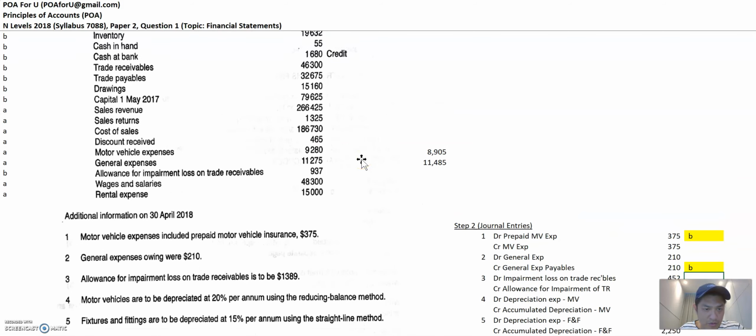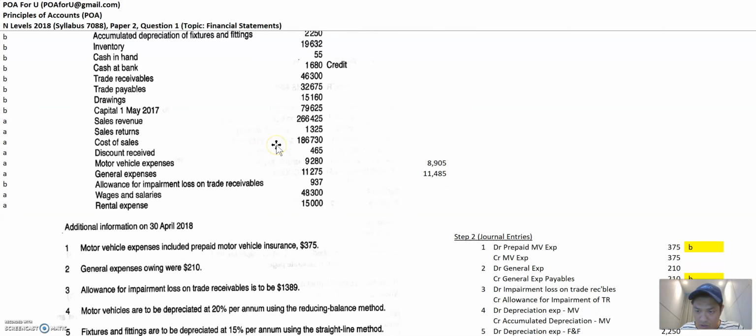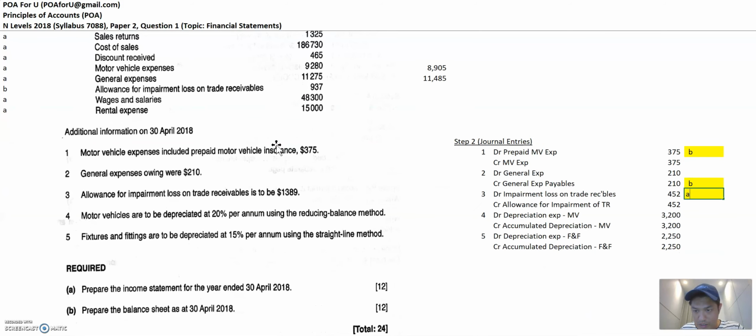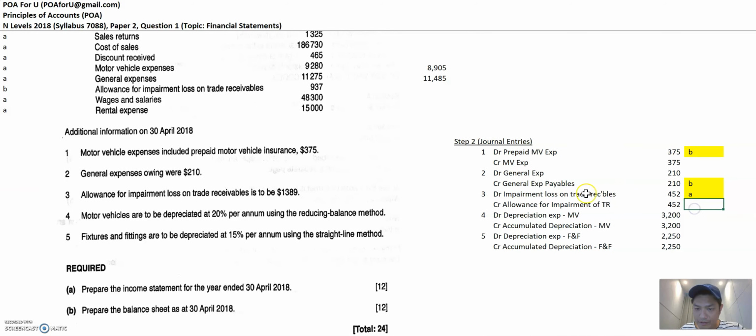Impairment loss on trade receivables. I have allowance for impairment loss, but I don't have the impairment loss on trade receivables account here. So I'm going to put this as a new item, and this will be A, because this belongs to the statement of financial performance. This is actually an expense. And then we have credit allowance for impairment on trade receivables. I have 937 here as the original amount, and remember I said that this is a credit balance item. So if I'm crediting this, then I'm going to add 452, and this becomes 1,389. Now if you recall, the allowance is to be 1,389, so we are on the right track.